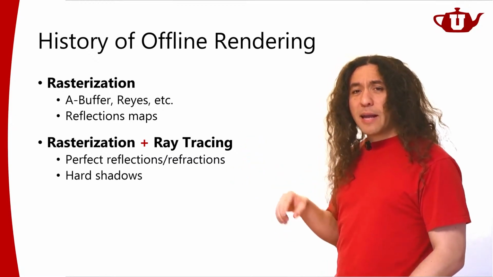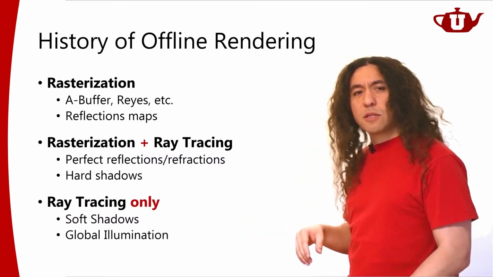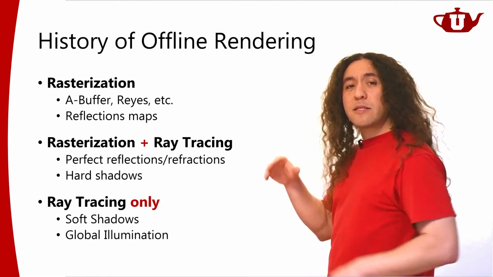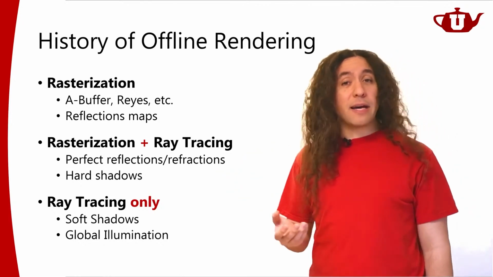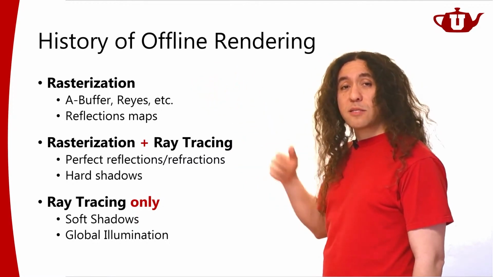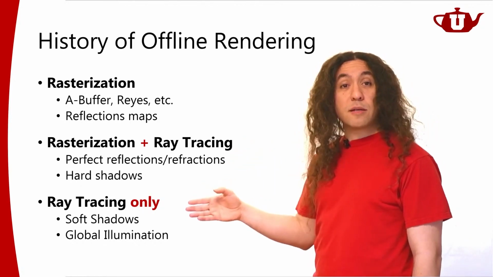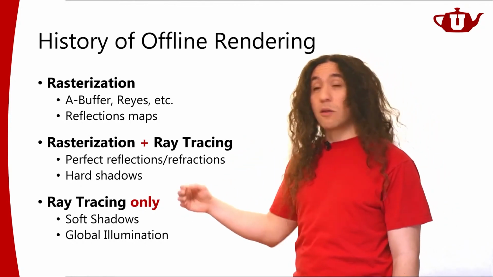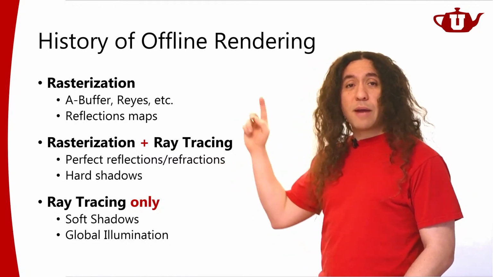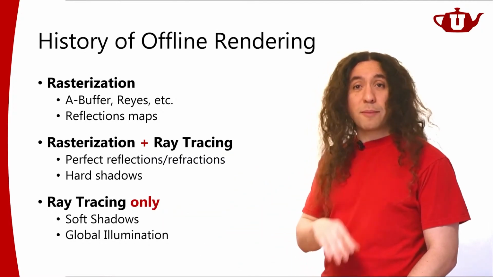And of course, we had a few other things, like maybe we could do soft shadows and global illumination. And so what happened is that as the rendering software evolved and the computers became faster and faster, we moved from rasterization-only approaches to rasterization plus ray tracing, and then to ray tracing only. And today we're using ray tracing only. We sort of ditched rasterization completely for offline rendering. For the most part, rasterization is very, very rarely used. Almost everything is rendered only with ray tracing, including primary visibility.